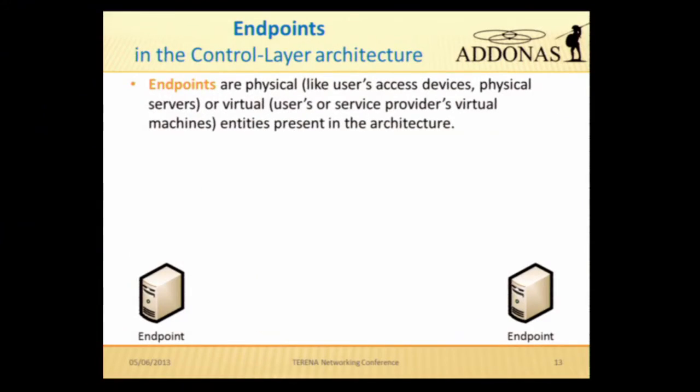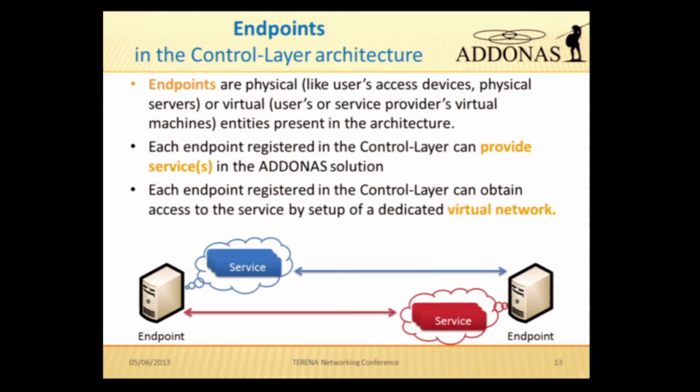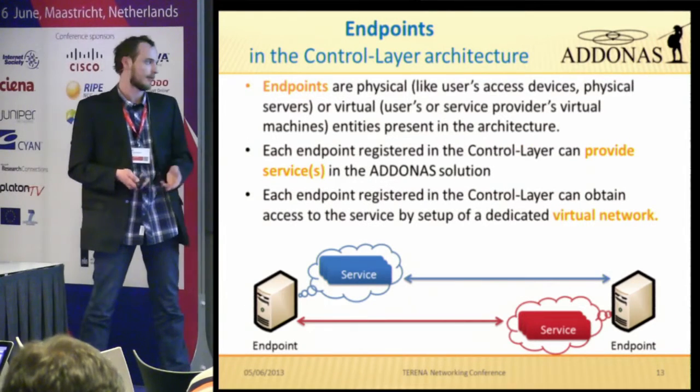As I said, endpoints are entities present in the architecture, physical, like users' access devices or physical servers, or virtual, like users' or service providers' virtual machines located in data centers. Each endpoint registered in the control layer can provide services in the Adonis solution, regardless of whether this endpoint is a user endpoint or a service provider's dedicated server. And each endpoint can also obtain access to other services provided by other endpoints.